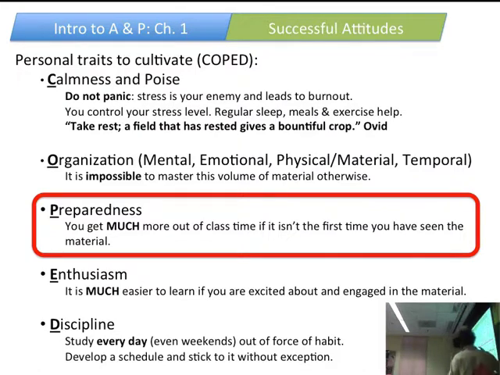Enthusiastic. Be excited about the material, even if you're not. Just lie to yourself if that's what it takes. It doesn't matter. Be enthusiastic, because if you're excited about what you're doing, it's so much easier. It's so much easier, right?